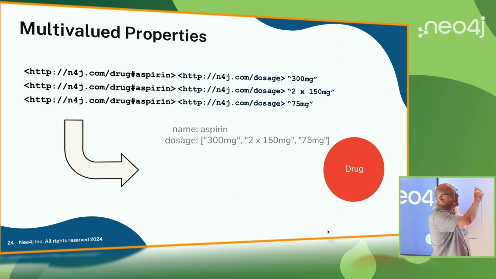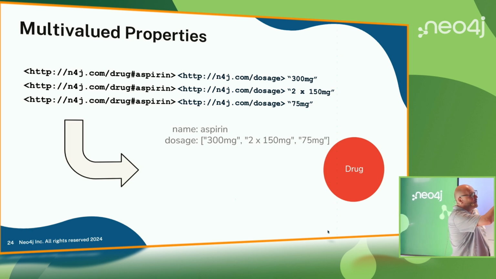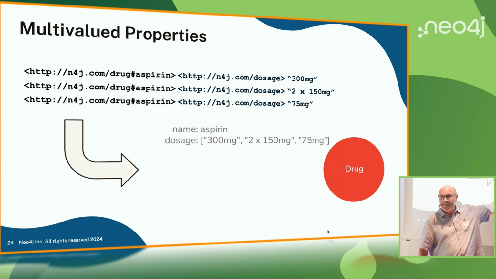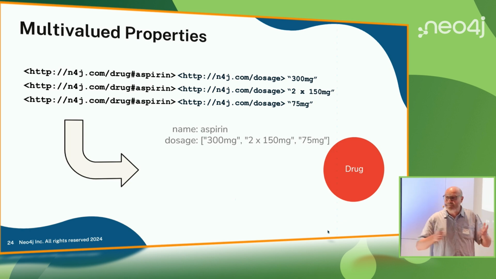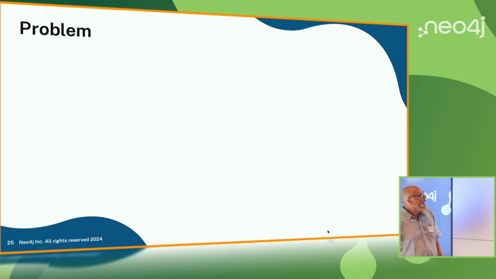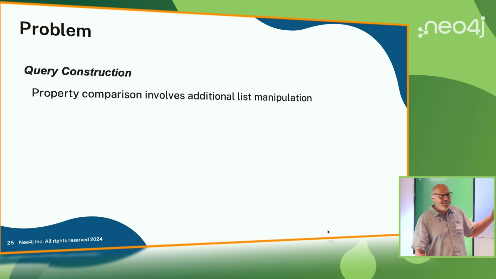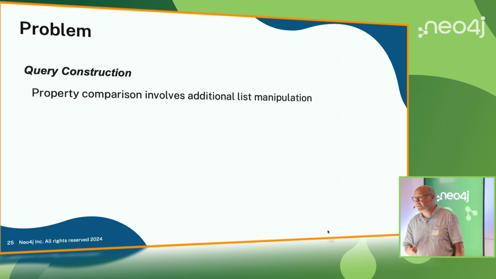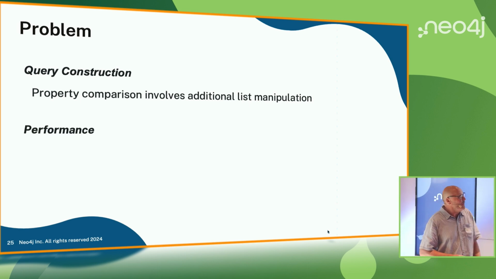For every single triple that we have there, we don't know until we've run through the whole data set how many dosage properties we have. So we don't know whether we can treat this dosage as a single property or as a list. If we're dealing with multi-valued properties, we have to treat it as a list. That causes a number of problems, because if we've always got that list, every single query we do has to perform some sort of list manipulation, which isn't particularly performant.